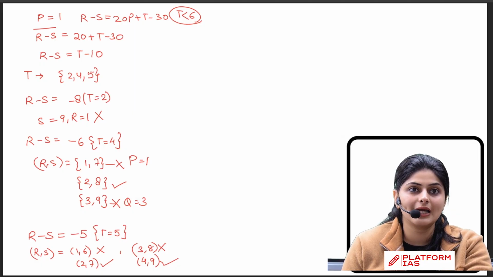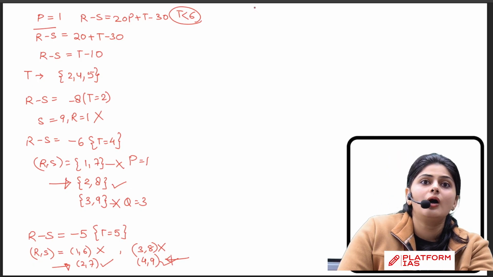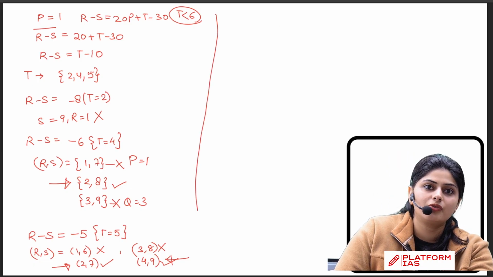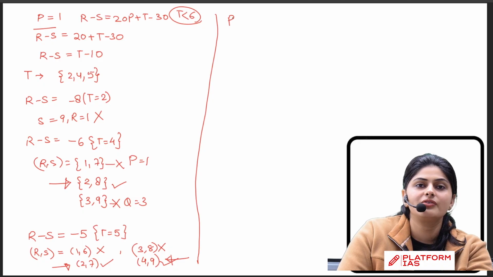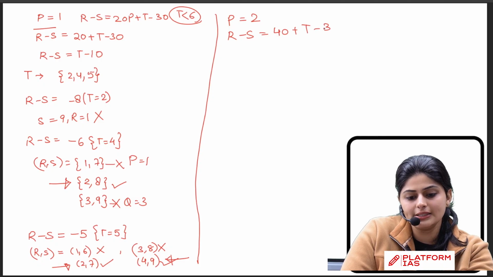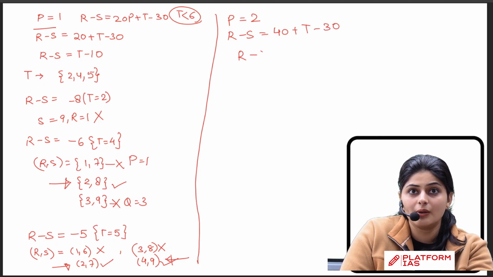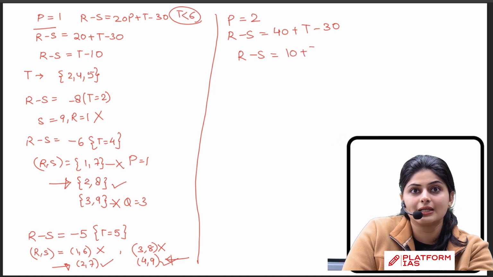So how many ticks can we see? 1, 2 and 3. Fine. Now this was the solution for p equal to 1. Now if we see for p equal to 2, r minus s will be equal to 40 plus t minus 30. We'll substitute the value of p in this equation. So r minus s will be 10 plus t.